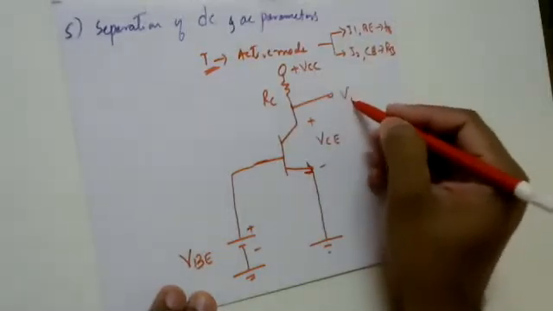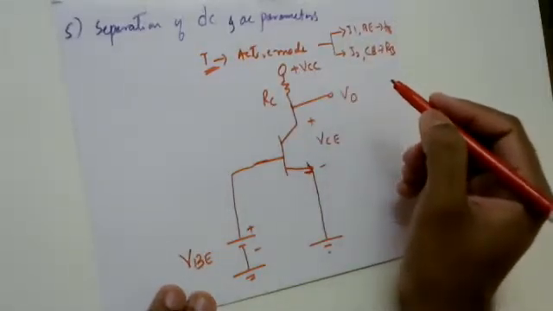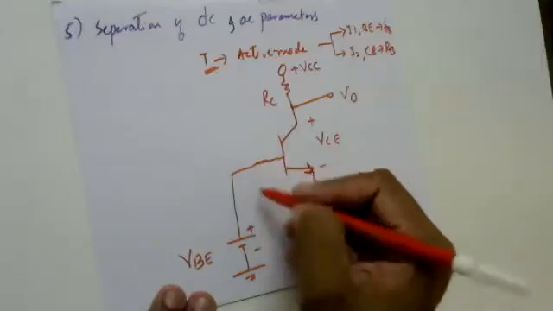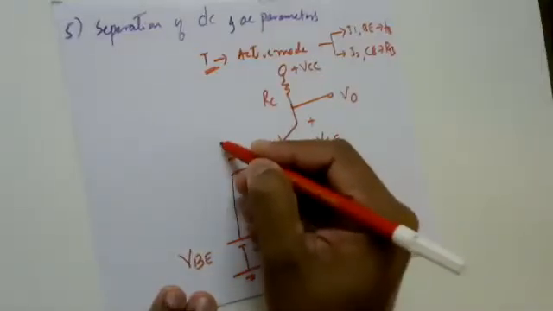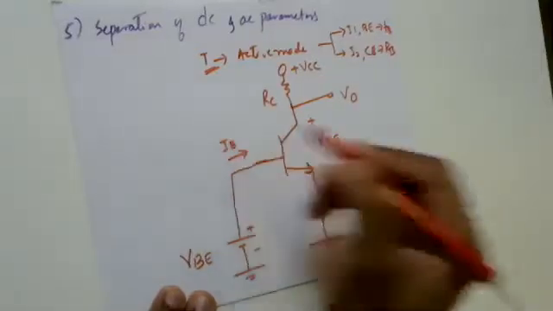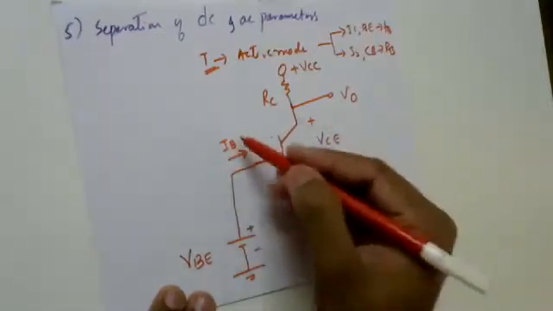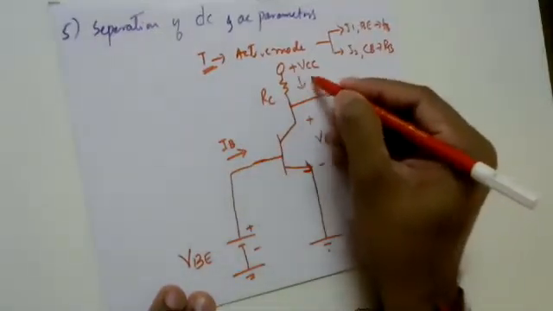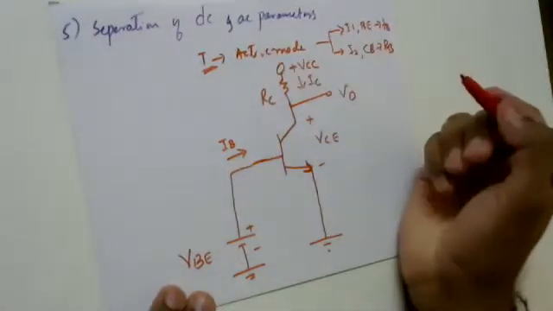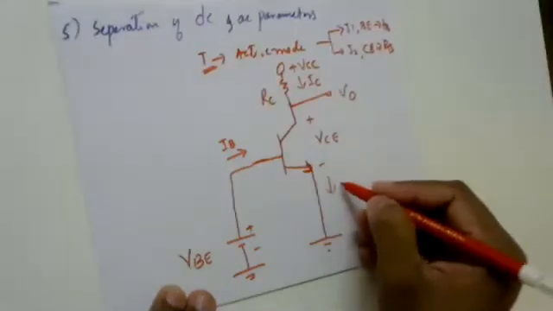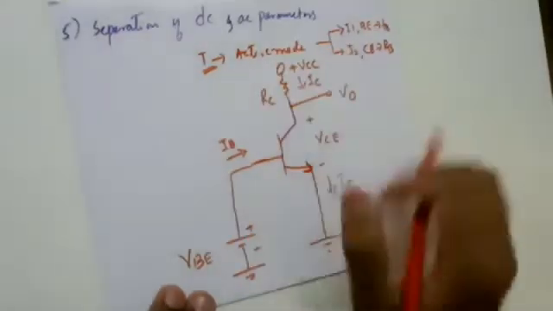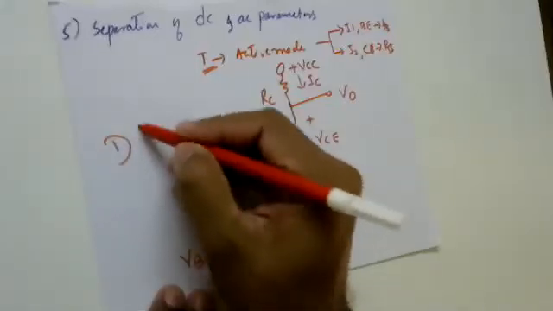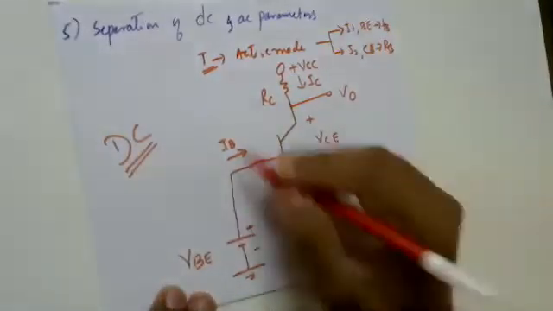And I can get the output voltage from this terminal. So here I can get my V out, and the current that flows to this base, I can define as IB, a base current. The current that flows through this is nothing but my IC, and the current that comes to the ground is nothing but my IE. So in this circuit, I can see only my DC quantities.